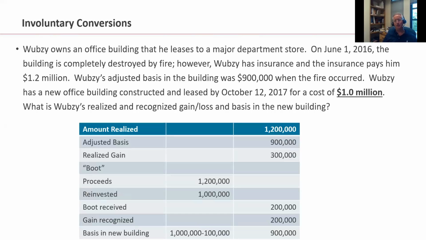His basis in the new building. Two ways of looking at it. It's either the fair market value of his new building, $1 million, minus the amount of gain he didn't recognize, the deferred gain, 100,000, or it's just a carryover basis, 900,000. Awesome.